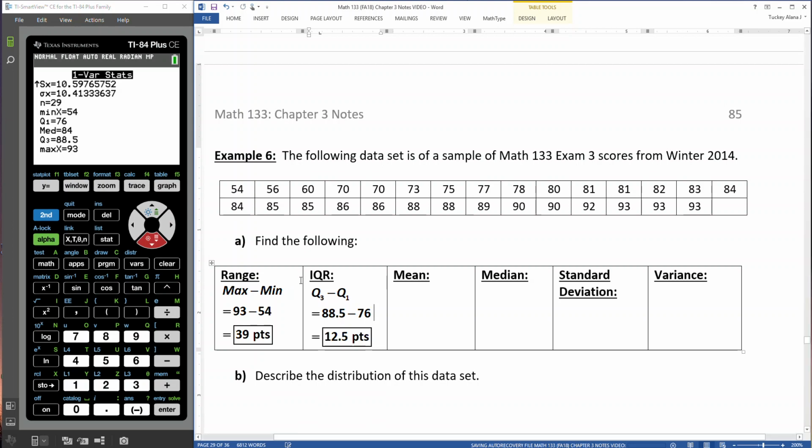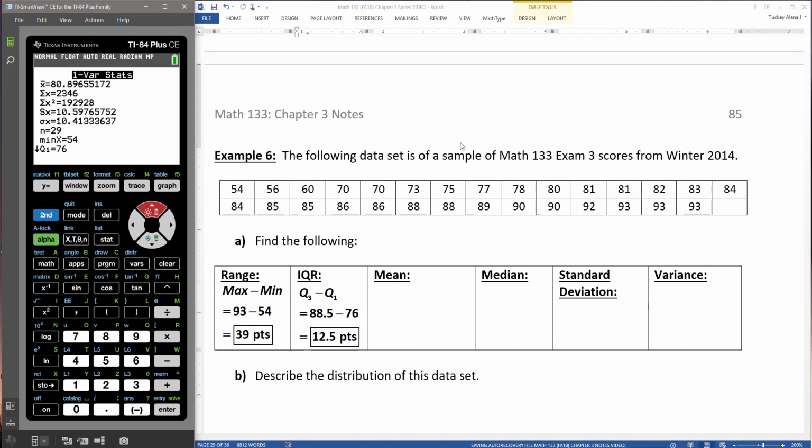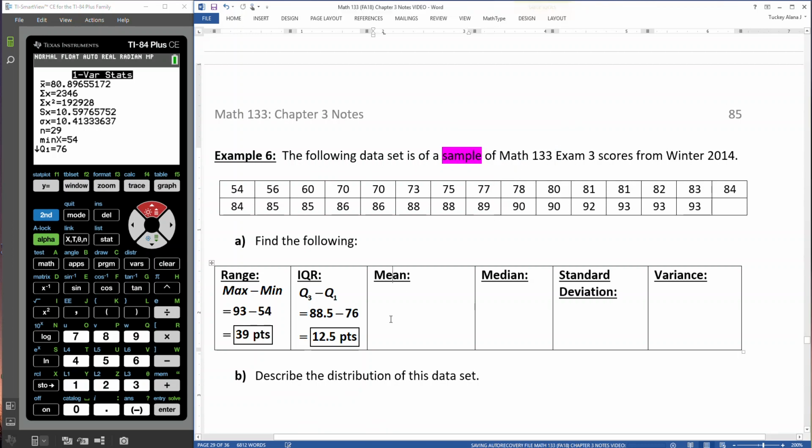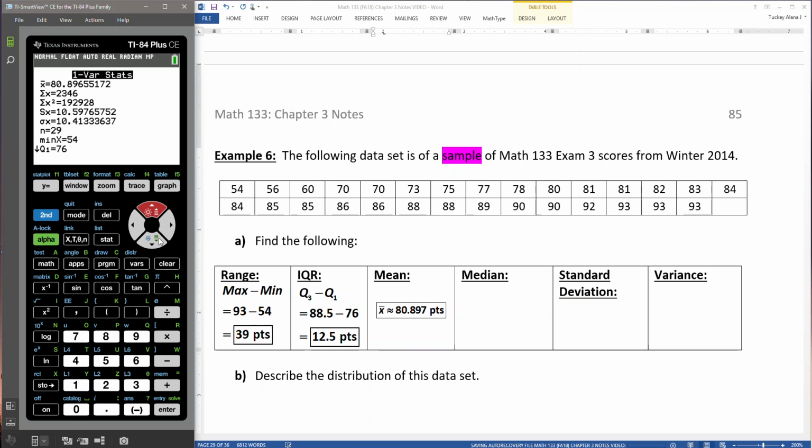Now the mean is the mean, right? Now ask yourself, is it x bar or is it mu? Well, this was a sample, right? And since it was a sample, that means that we're really talking about x bar. So x bar is 80.897, approximately. So I'm going to put a little squiggly equals with that one. Right? It says it right there at the top of the calculator. And now the median, I've got to scroll back down for that one. The median was 84. And we can just use capital M for it if we want.